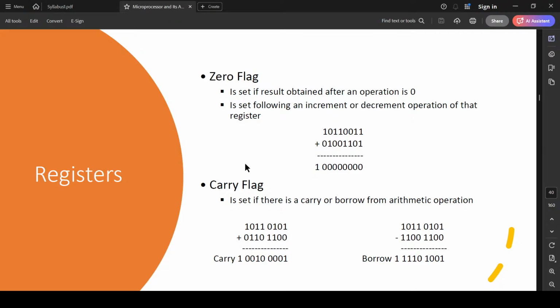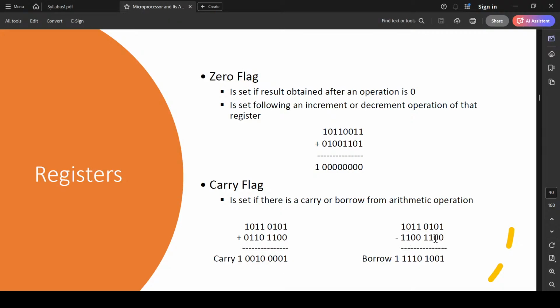Carry flag. As the name suggests, you must have learned in mathematics when you carry or borrow in an addition or subtraction. Carry happens in addition and borrow is in subtraction, guys. So 10101000 plus 111, the carry is 1. So 110. Now there is a carry in this, so the carry flag becomes 1.